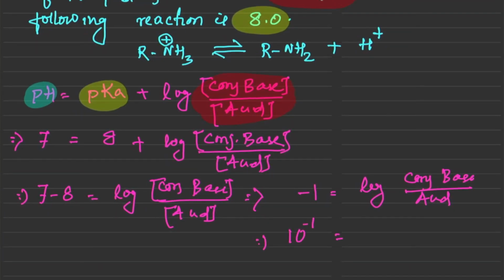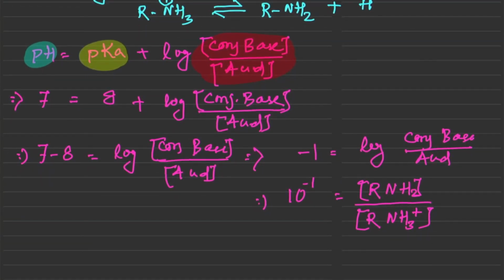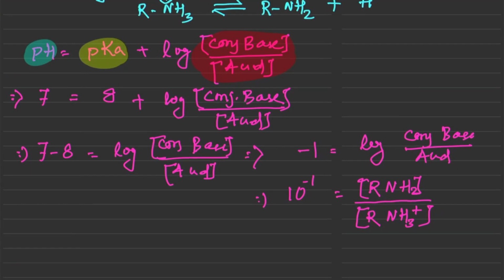And what is our conjugate base here, by the way? Our conjugate base is RNH2. So the concentration of amine RNH2 divided by the concentration of RNH3 plus, which is our acid, is 10 to the power -1. 10 to the power -1 means 1 divided by 10, right? So which one do we have more of in this case? This is more, and this is less.